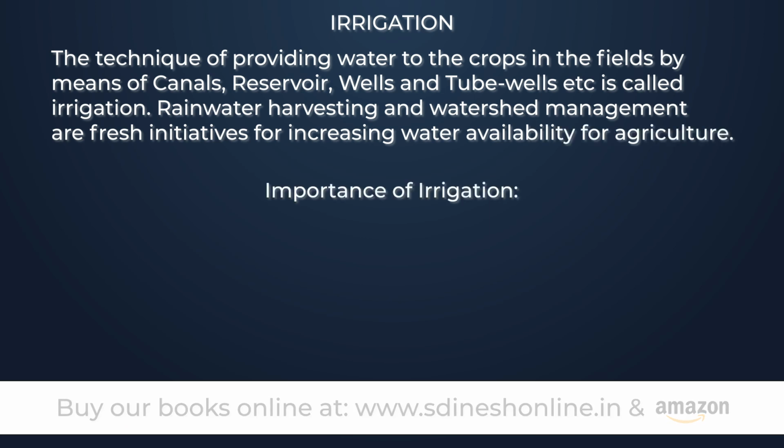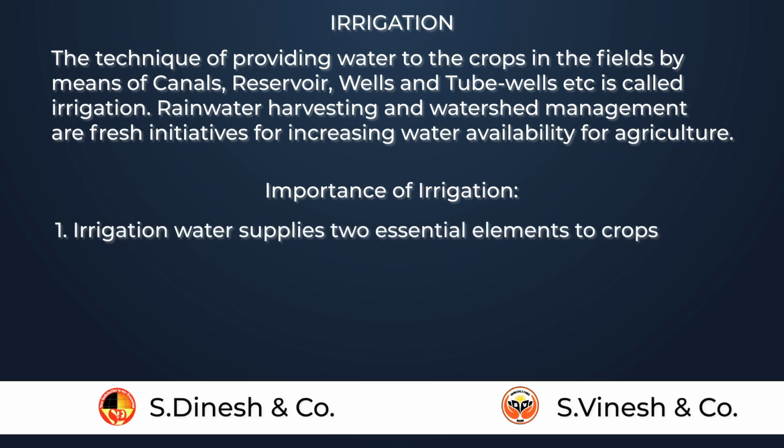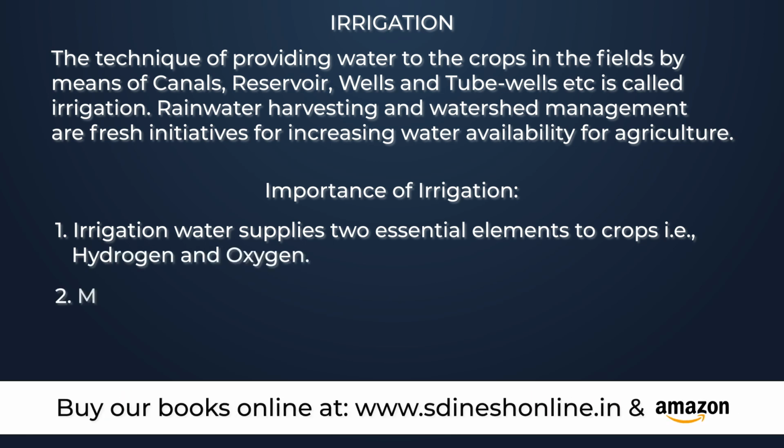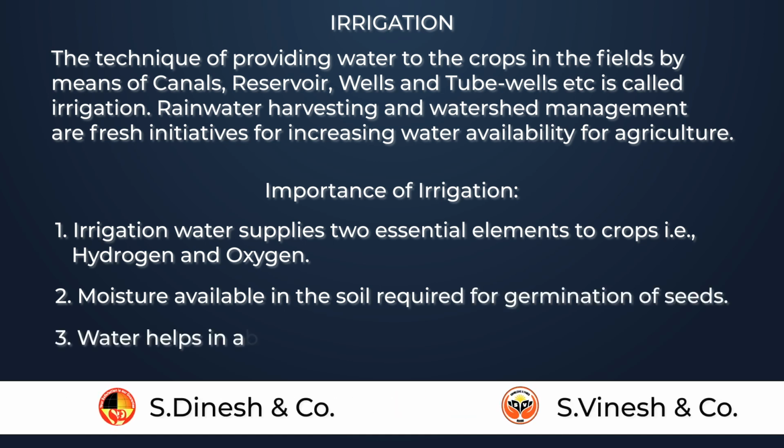Importance of irrigation. Irrigation water supplies two essential elements to crops, that is, hydrogen and oxygen. Moisture available in the soil is required for germination of seeds. Water helps in absorption of nutrients by plants from the soil.